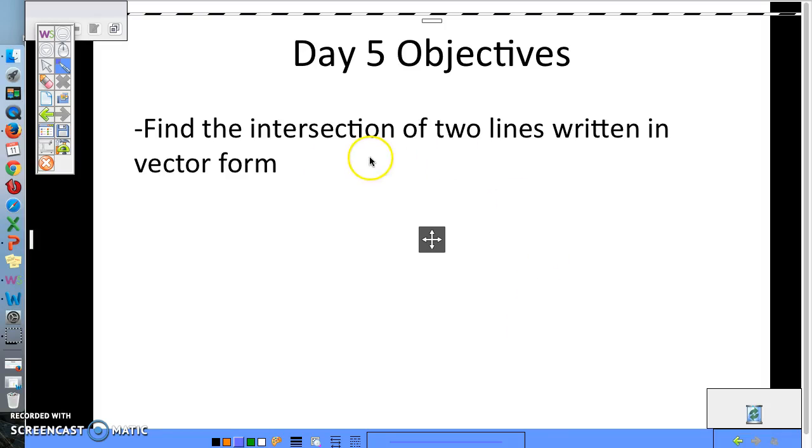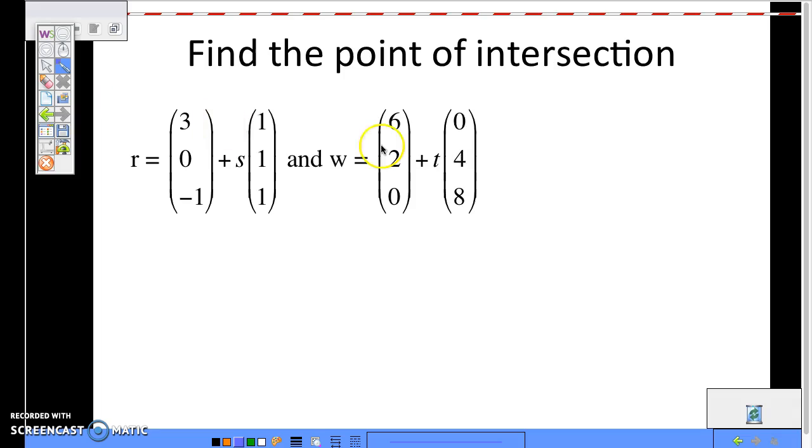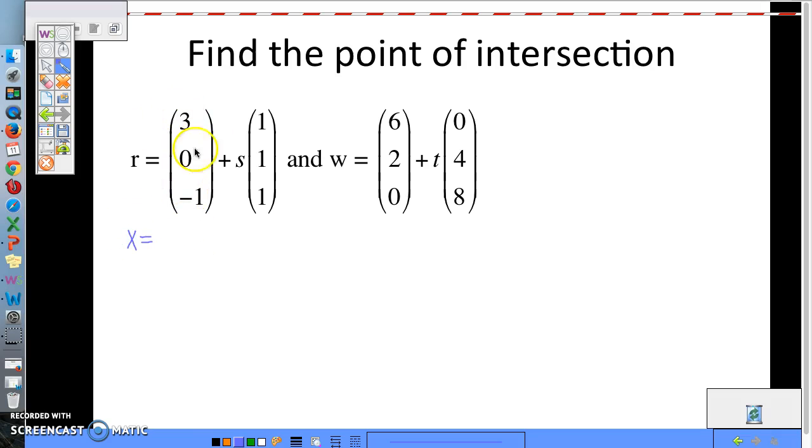For day 5, we're going to work on finding the intersection of two lines in vector form. When we look here, we're given two equations, two lines in vector form, and we have our x, y, and z. On this one, to get our x coordinate, we start at 3 and we add 1s. To get our y coordinate, we start at 0 and we add 1s. And our z coordinate, we're not starting at 0, we're starting at -1 and we're adding 1s.